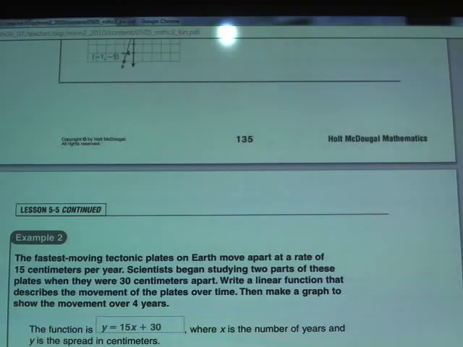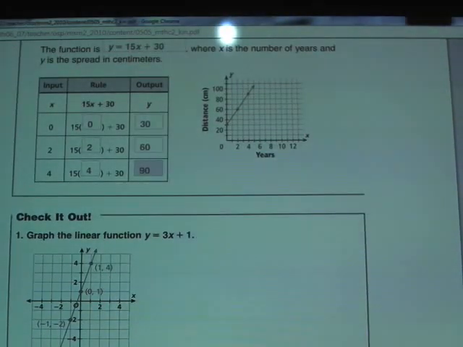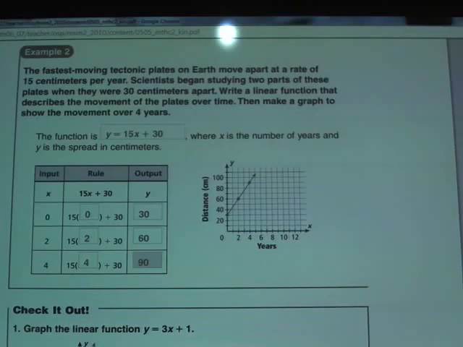All right, let's go ahead and continue on here and take a look at example number 2. Example 2: the fastest moving tectonic plates on Earth move apart at a rate of 15 centimeters per year. Scientists began studying 2 parts of these plates when they were 30 centimeters apart. Write a linear function that describes the movement of the plates over time, then make a graph to show the movement over 4 years.